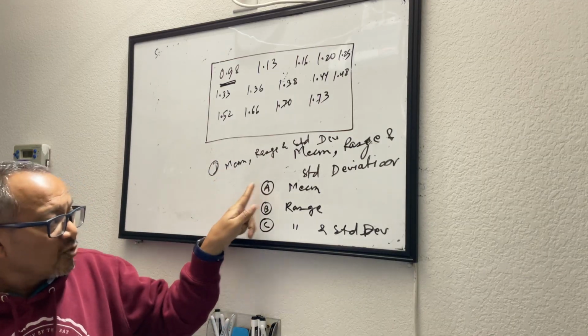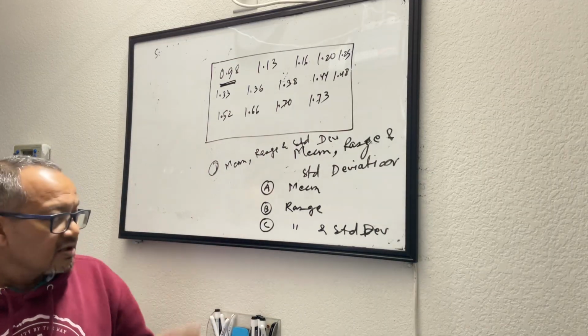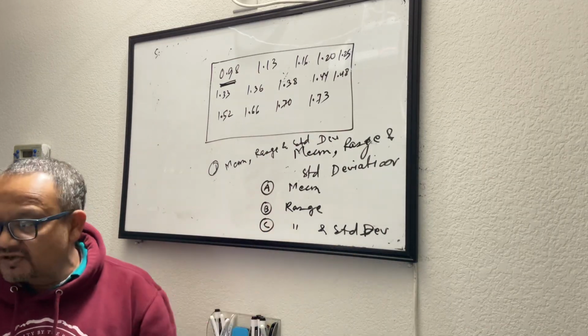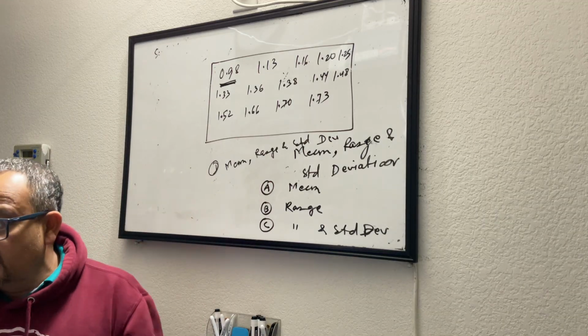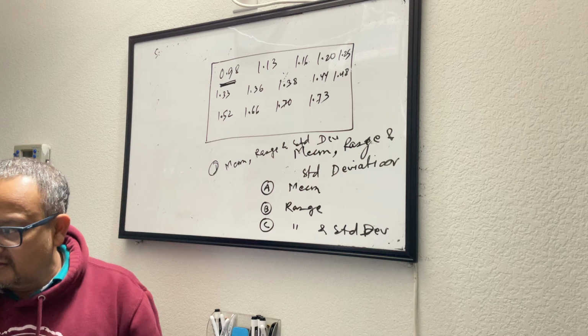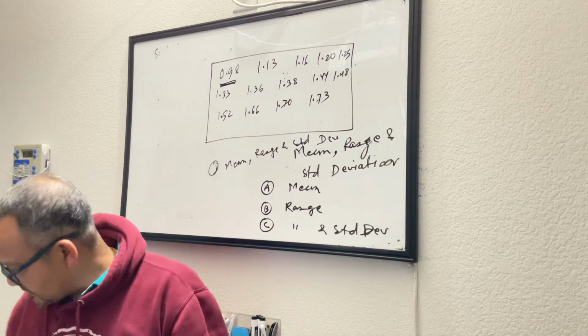And here are the options. First option says only mean will decrease. Second option says only range will decrease. Third option says range and standard deviation will decrease. Fourth option says mean, range, standard deviation, everything will decrease. Are you clear about the question, Dave? Yeah, thanks. Okay.